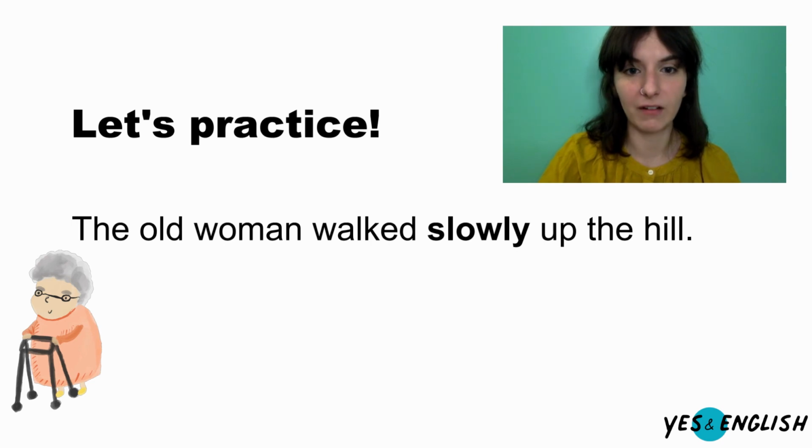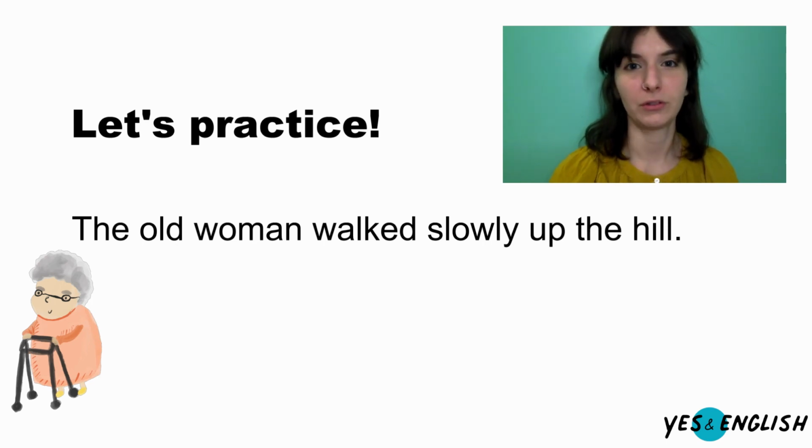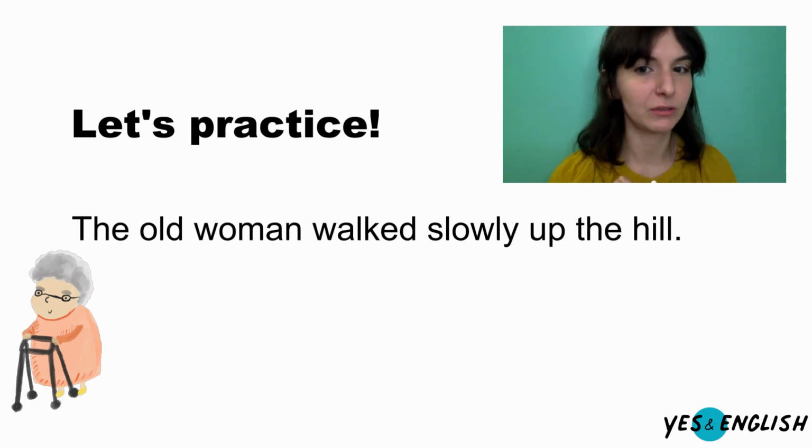All right, so we have 2 nouns, woman, hill. 1 adjective, old. 1 verb, walk. And 1 adverb, which is slowly. Okay, great. Let's try one more.